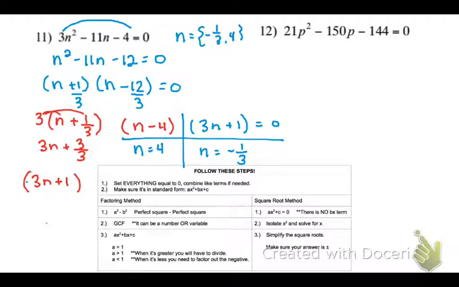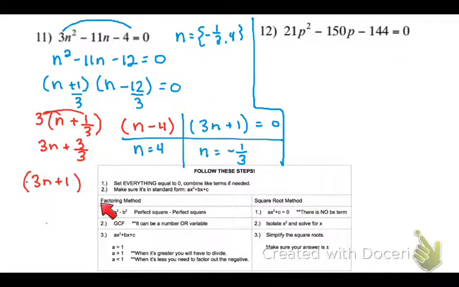Alright, let's go ahead and move on to the next one, and I'll leave that there. Looking at this one, same thing again. Set it equal to 0, combine like terms. I don't have to do any of that, it's already done for me. So I'm going to go ahead and do the factoring method.